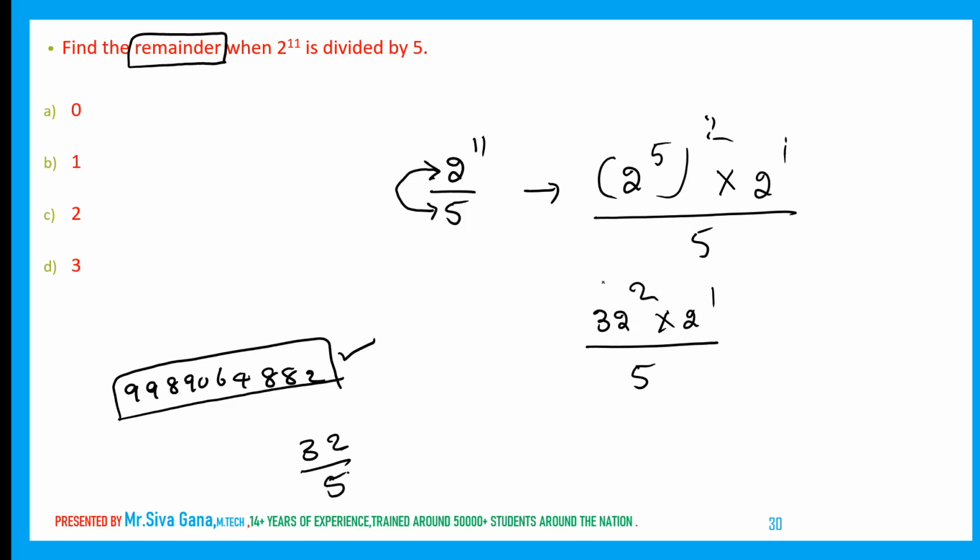32 divided by 5, remainder is 2. That remainder 2, how many times? 2 times. So 2 into 2 into 2 power 1 divided by 5. 2 cube is 8. 8 by 5.